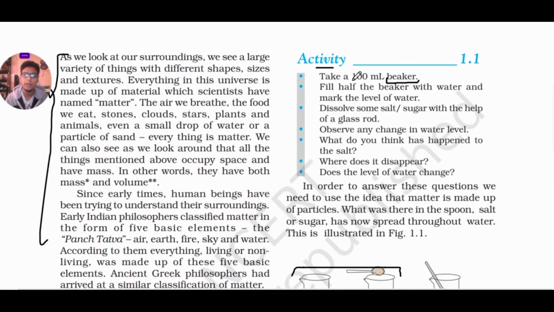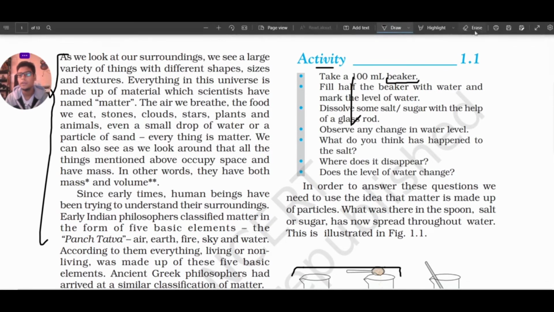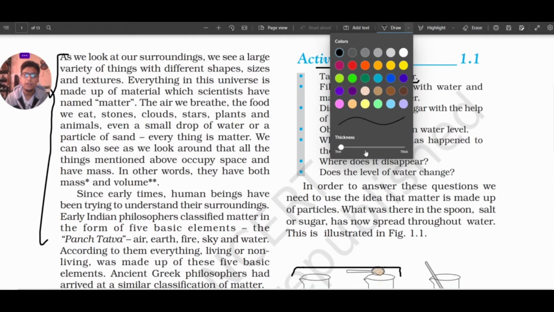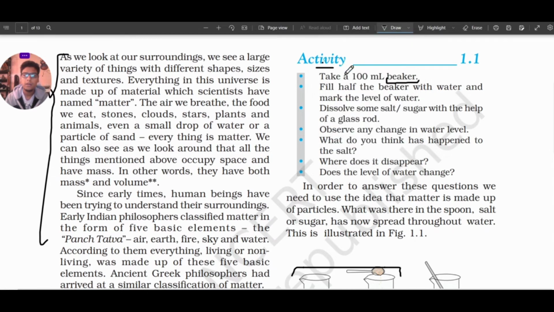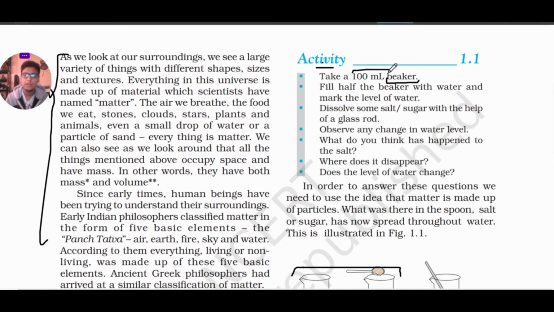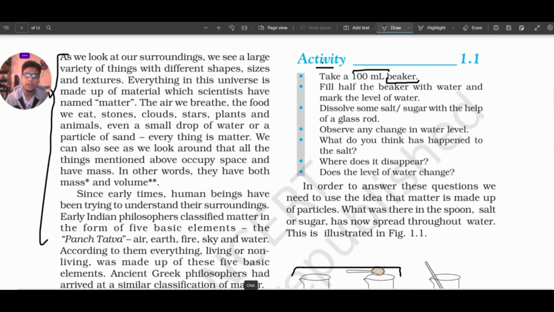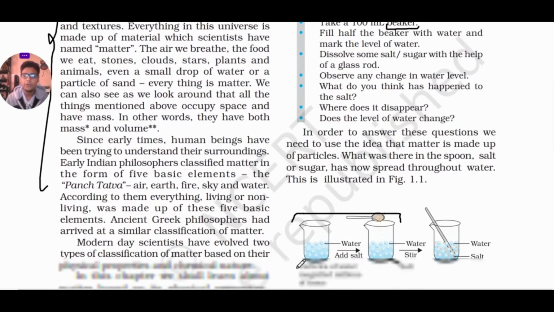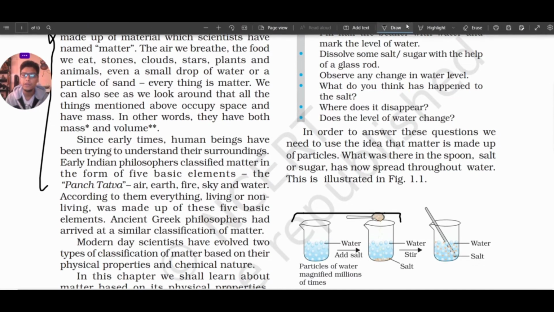So 100 ml, what is the meaning of 100 ml? What do you understand by 100 ml? It means that there is a volume of 100 ml. Now let me explain what volume actually means. I explained mass in the previous video, so I'm going to introduce you to volume. So what is volume?